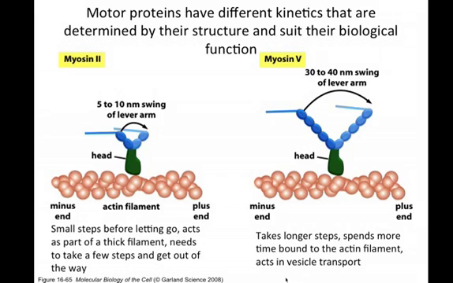Myosin 5, this acts in vesicle transport, and it takes much longer steps. And it spends more time bound to the actin filament, and it's acting over long periods, and it's acting alone versus being part of this group of myosin heads.